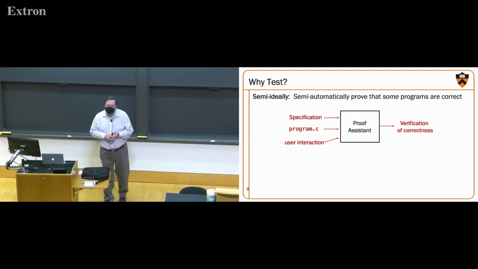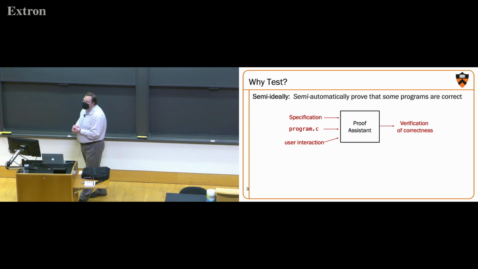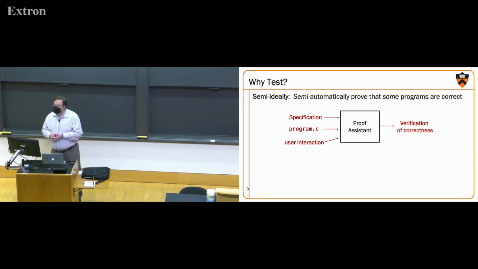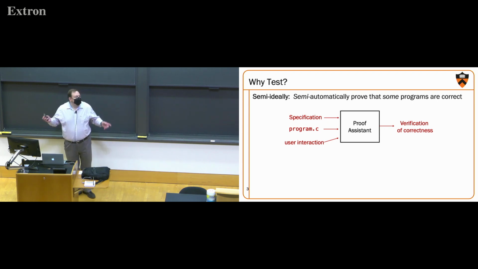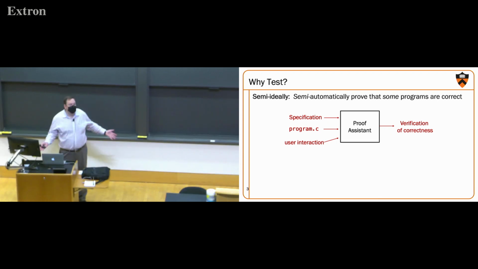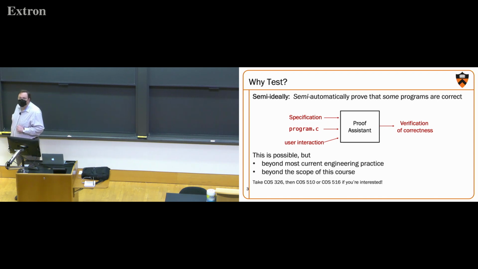So scratch that off. Semi-ideally, we would semi-automatically prove that some programs are correct. So you could have a program that takes another program and a specification, and with some user assistance, either is able to verify that that program is correct, or gives no answer. This actually is possible, but most people don't do it.